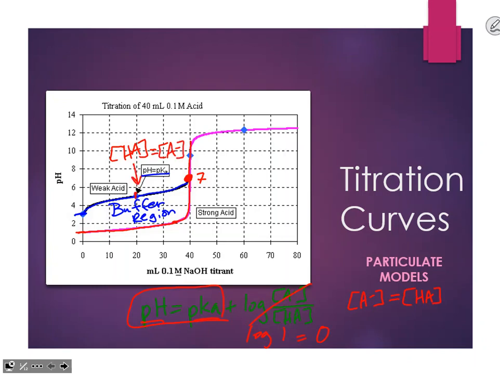So pay attention to that, because if you're before the midpoint, you'll notice a trend. If you're after the midpoint in the buffer region, you'll notice a trend. But I like how this distinguishes the main features that are different between the weak acid, strong base, and the strong acid, strong base curves. Sometimes they ask you to compare and contrast them, just so you know.